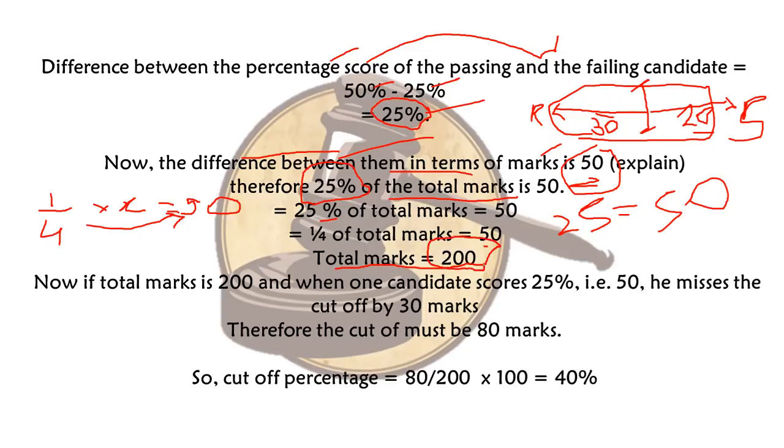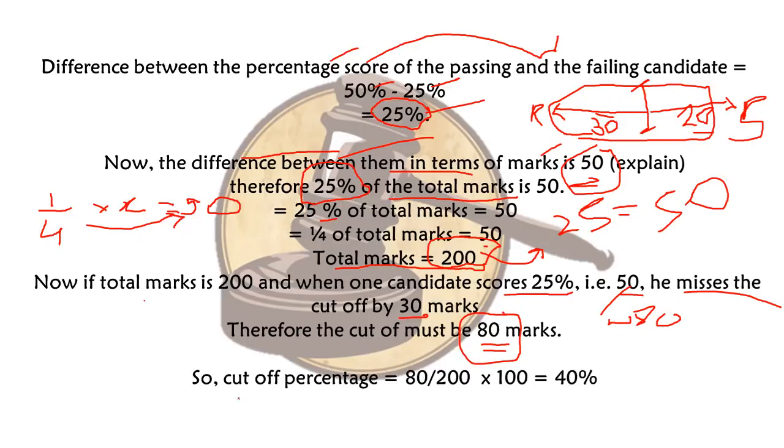Now obviously you know CLAT is of 200 marks, but it was a hypothetical question. So we got to this value, 200 marks, which was the total marks. Now if the total marks were 200 and one candidate scored 25% of it, that is 50 marks, and he missed the cutoff by 30 marks, right? So the cutoff must be 80 marks. If 80 was the cutoff, this rejected candidate scored 50, so he got rejected by 30 marks. Okay, that's what the question says. So we have got our cutoff marks, which is 80 marks for NLU Jodhpur.